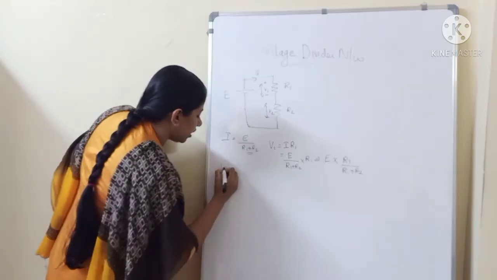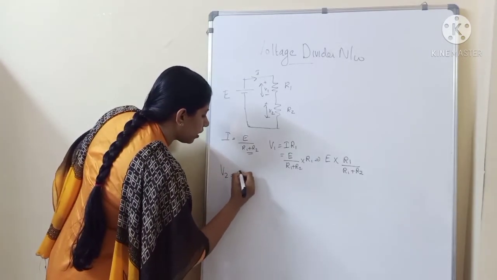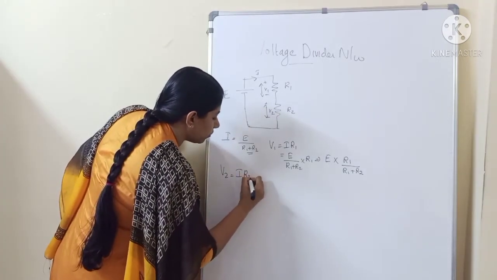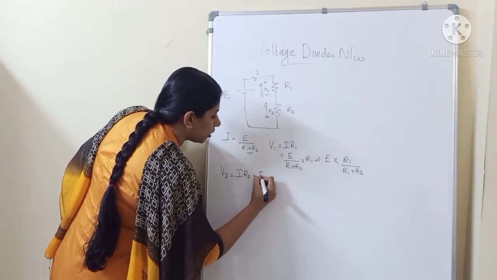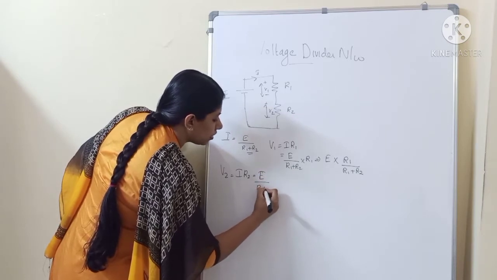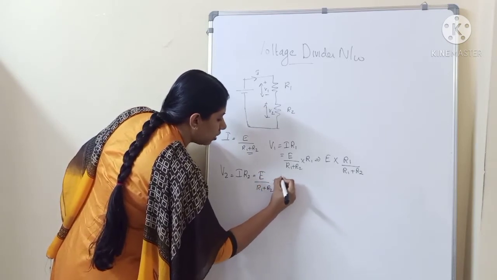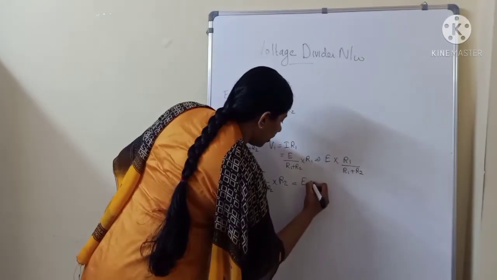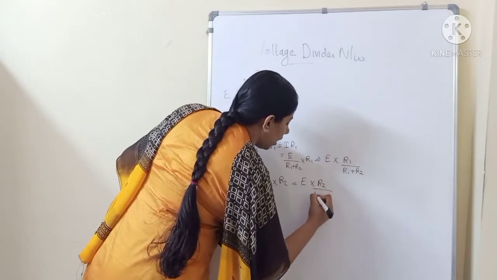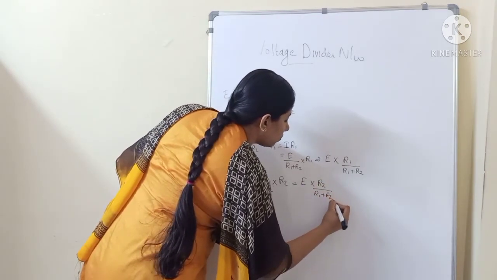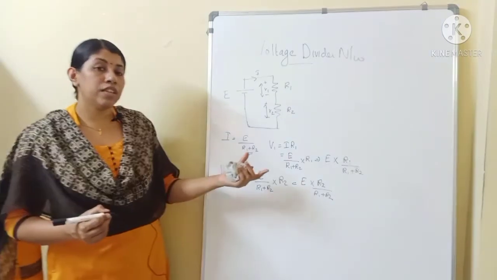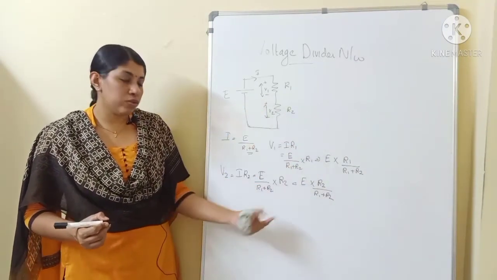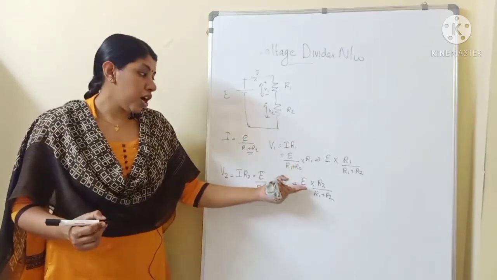Similarly, V2 we will start from the basics. V2 is equal to I into R2. I can be written as E by R1 plus R2, into R2. So if you arrange it in another way, we can say V2 equals E into R2 divided by R1 plus R2. This rule you will often use when we solve bigger networks. Sometimes we will make use of this particular rule, so this should be very clear. You should know how it is written.